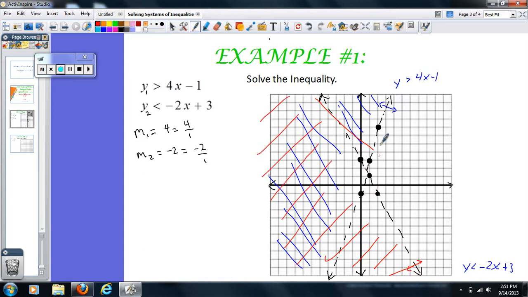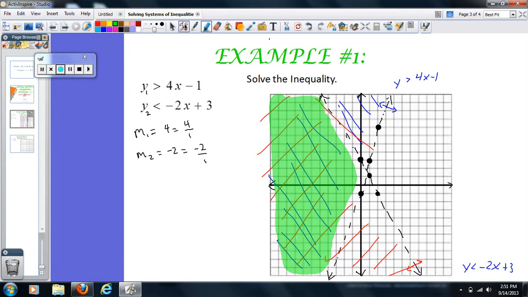Okay? And my answer then is the region, and this is where you have to be careful, okay? When you shade now, your answer should be the region in which both colors are present, which is going to be this region right here. And I'm just going to color it in with the green. Okay, and this is the answer to the problem.